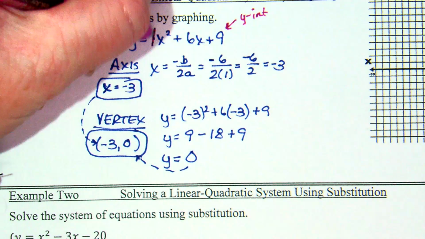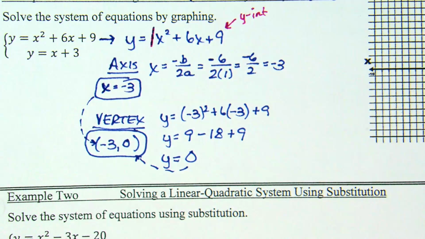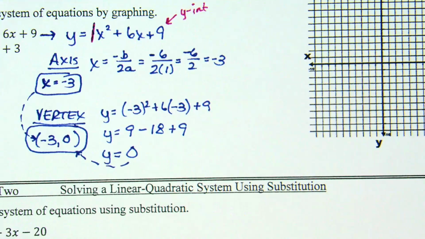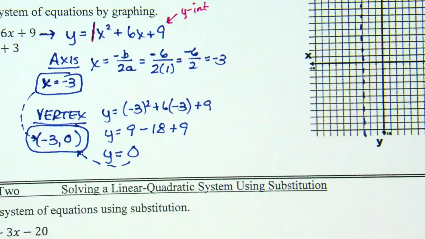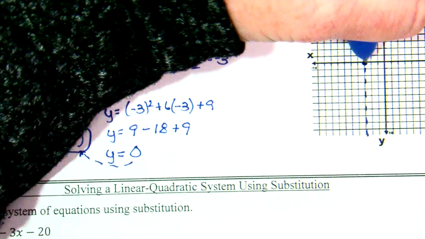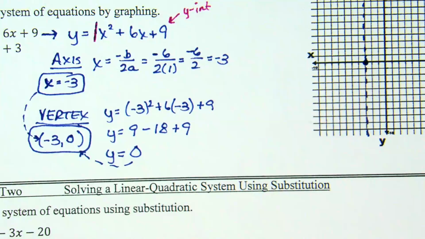Now, the fact that my a value is 1 can also help me graph this. Let's go ahead and graph this. Axis of symmetry, negative 3. So 1, 2, 3. Officially, remember there are times you need to put that axis of symmetry in. My vertex is negative 3, 0, which is where? Right there on the x-axis, yes? Officially, we said the y-intercept was 9.